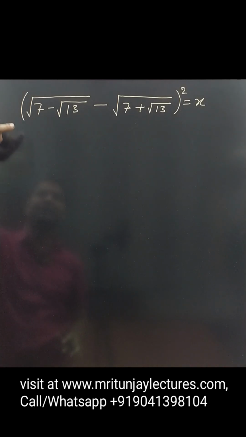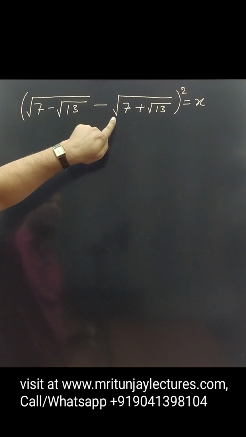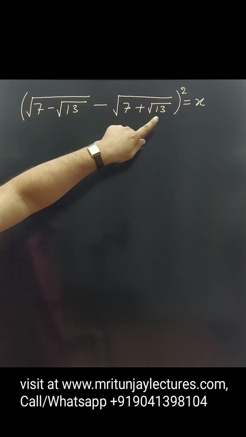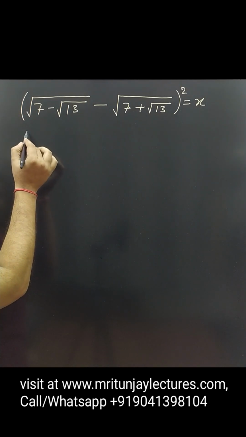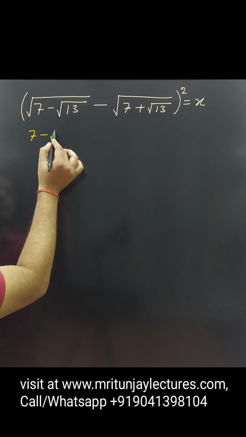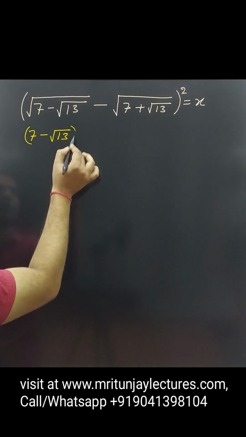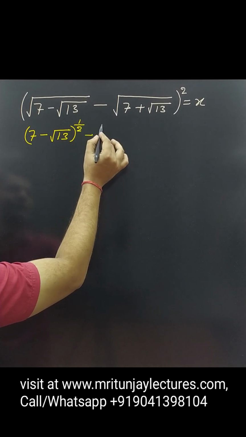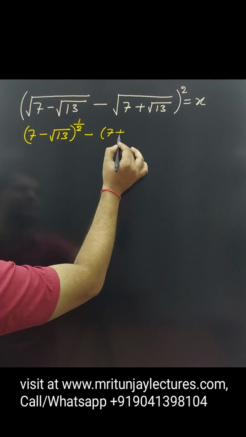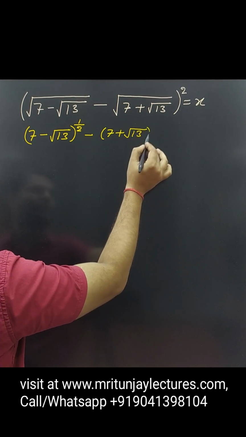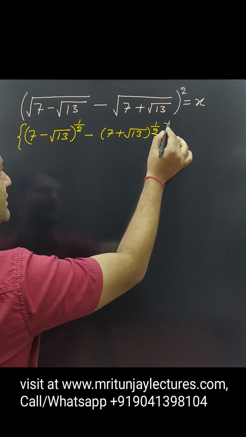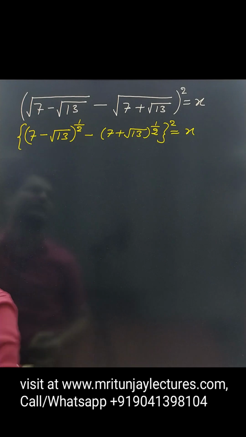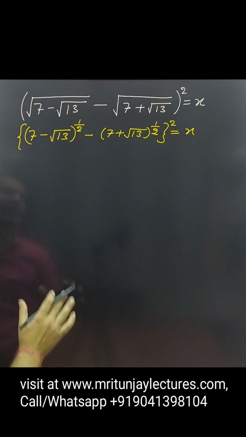Now, question of the day: (√7 − √13 − √7 + √13) whole square is equal to x. Then what about x? Simply look here, that is written (7 − √13)^(1/2) minus (7 + √13)^(1/2), okay, to whole square, this is equal to x. Okay, now after that, how can we determine it?